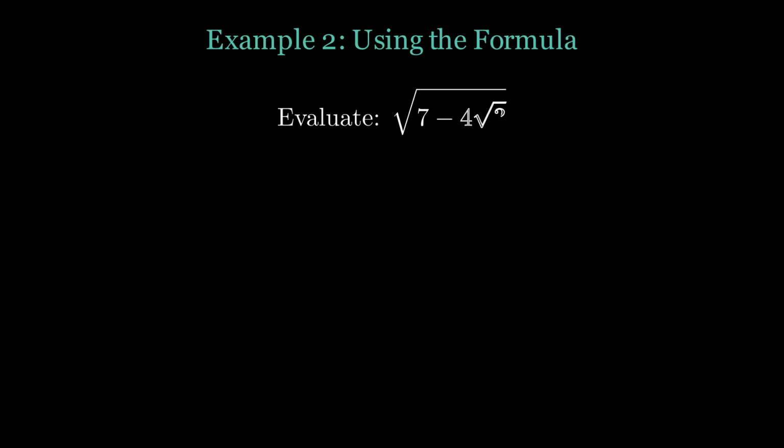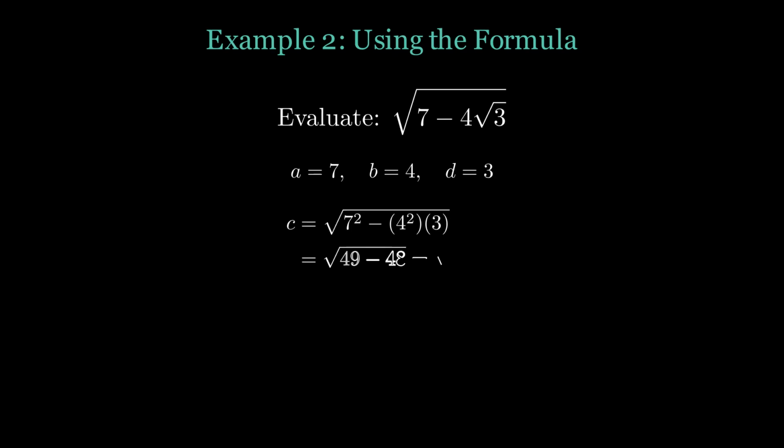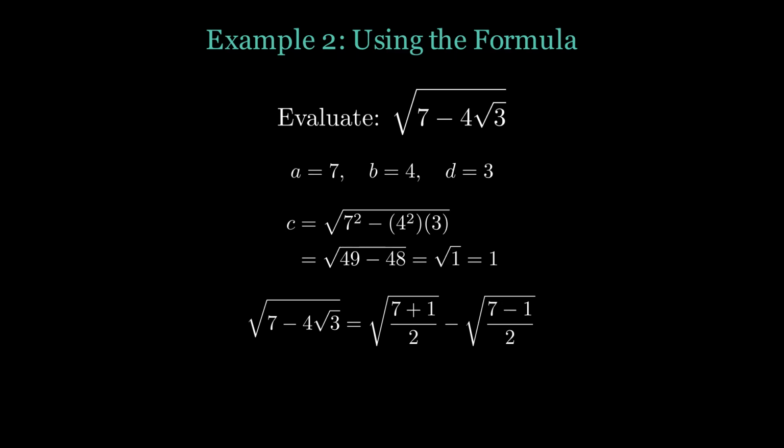Let's evaluate root 7 minus 4 root 3 using the formula. First, identify the components. A is 7, b is 4, and d is 3. Next, calculate c: 7 squared minus 16 times 3 is 1. So c is 1. Plug a and c into the formula. We use the minus sign because the original expression has a minus. Simplify to get root 4 minus root 3. This is simply 2 minus root 3.